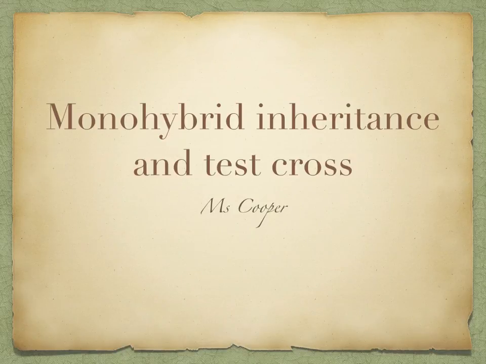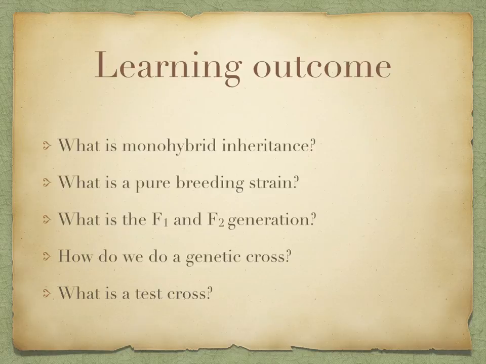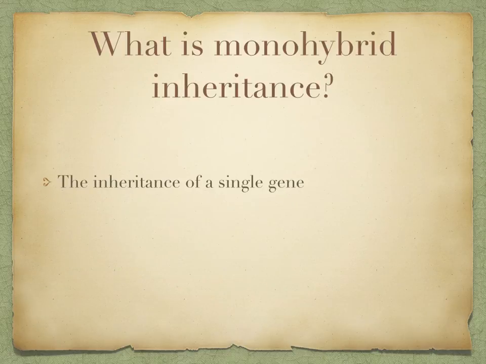In this topic, we're going to have a look at monohybrid inheritance and the test cross. By the end of this topic, you should know what is monohybrid inheritance, what is a pure breeding strain, what is the F1 and F2 generation, how do we do a genetic cross, and what is a test cross. So, what is monohybrid inheritance? This is the inheritance of a single gene, for example, the gene for height in plants.